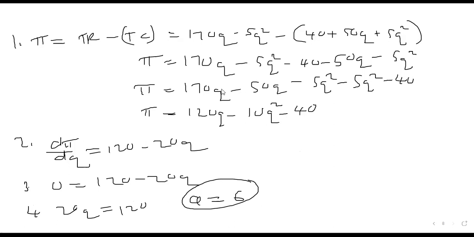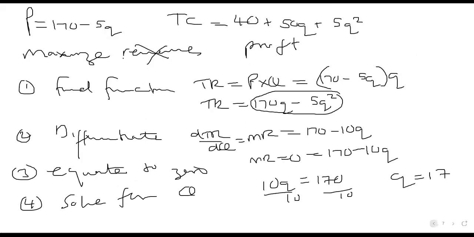Okay, so we're optimizing two functions, the total revenue and the profit. The procedure is to find that function, differentiate, equate to 0, and solve for Q. So we are told that total revenue is price times quantity, and we're given the price function as 170 minus 5Q. We just insert the Q there. So when we distribute, this by that is 170Q, this by that is 5Q squared.